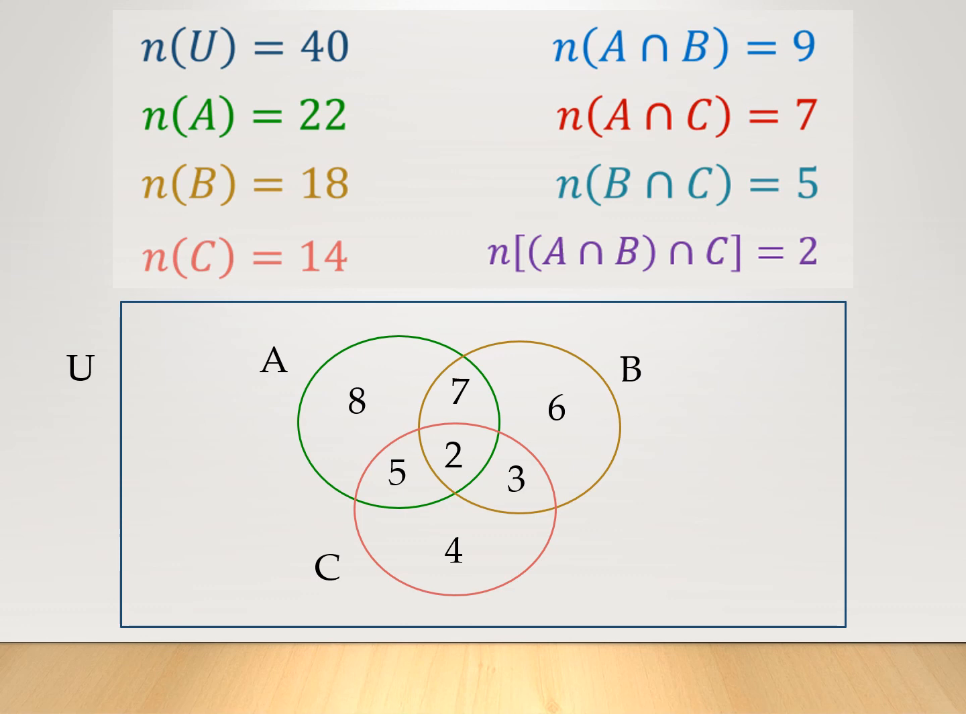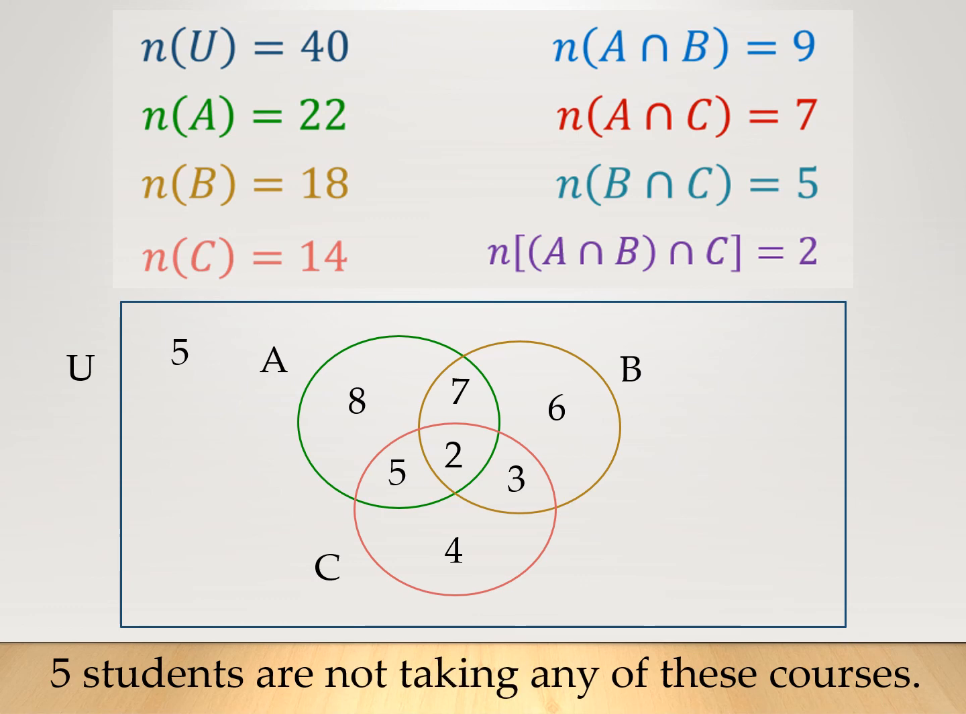So we are going to subtract. Okay, so 40 minus 35 equals 5. It means that there are 5 students who are not taking any of these courses, not taking chemistry, biology, or the other subject.